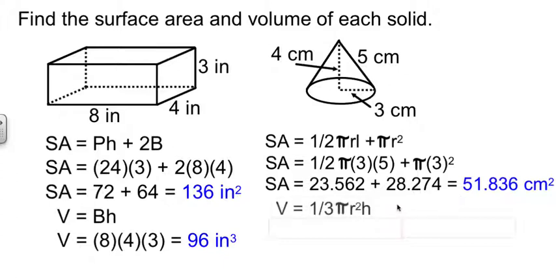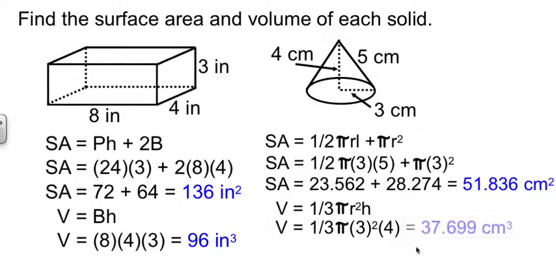Volume for a cone is 1/3 times pi r squared times h, the height. So plugging in the values for the radius and the height, and then punching into my trusty calculator, I get 37.699 cubic centimeters.